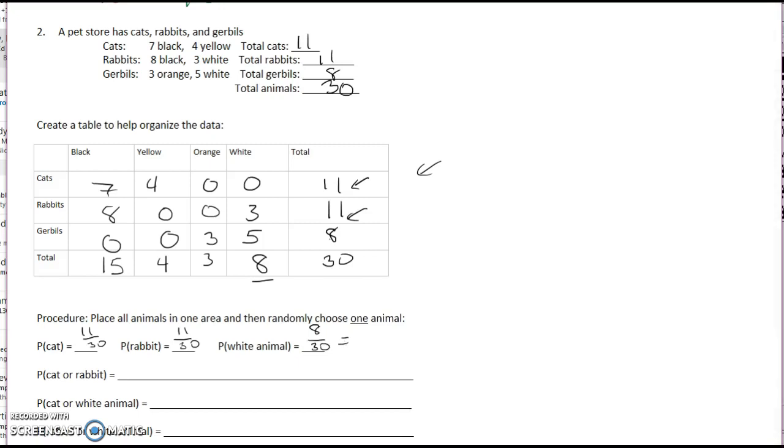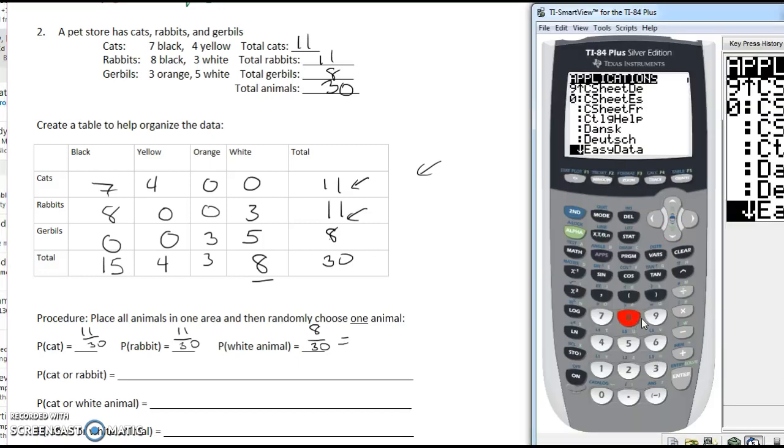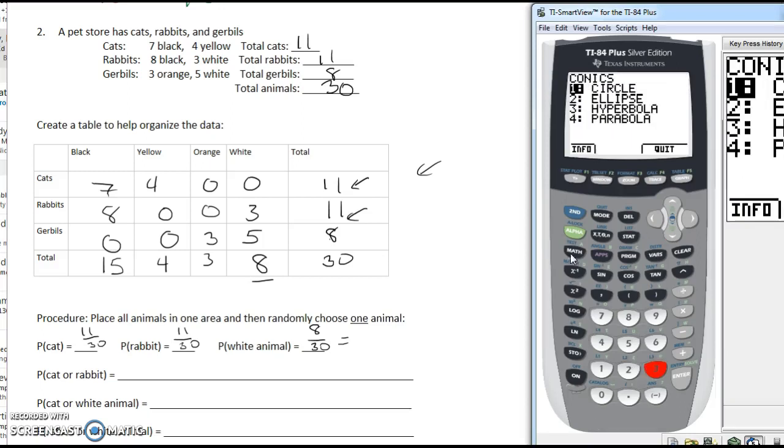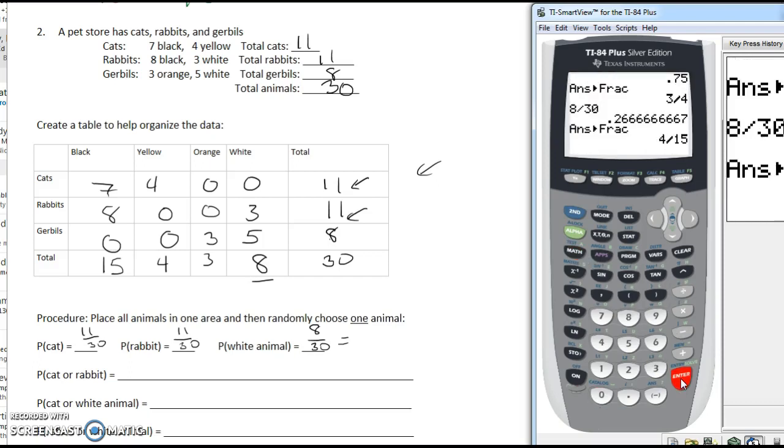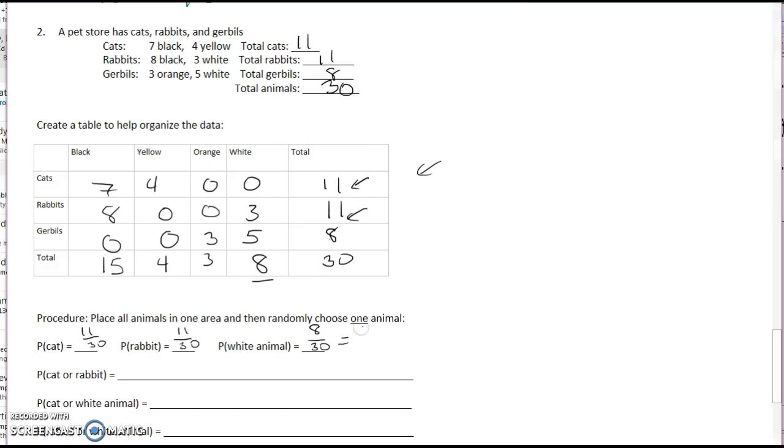If you have a TI-30, just hit 8 and then find that ABC button and then hit 30 and then it will simplify for you. If you have a graphing calculator, which again is not necessary, 8 divided by 30, and then we hit math, enter, enter. Again, if you're having trouble simplifying a fraction on your calculator, please send me an email and I'd be happy to show you how to do it on your specific piece of technology. So this would reduce to 4 over 15.